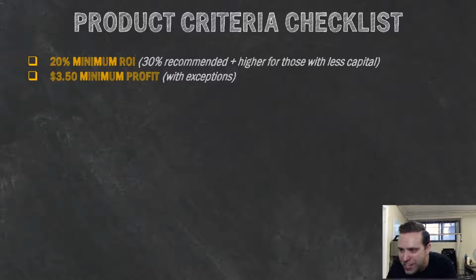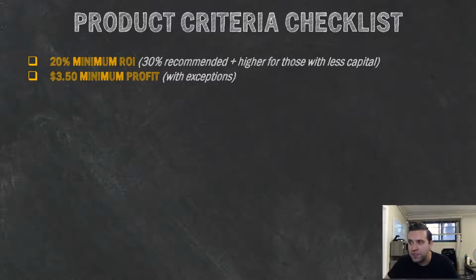Next, $3.50 minimum profit. Doesn't matter what the ROI is, we want to make at least $3.50 minimum on everything, because again, we have overhead. If you have staff, if you have supplies, if you have a warehouse space that you're paying for, if you have a prep center that you're paying for, if you're making 100% ROI on a product, but it's a $1 product and you're only making $1 profit on it, you might end up losing money. So you need at least that minimum $3.50 profit to cover all your fees and expenses.